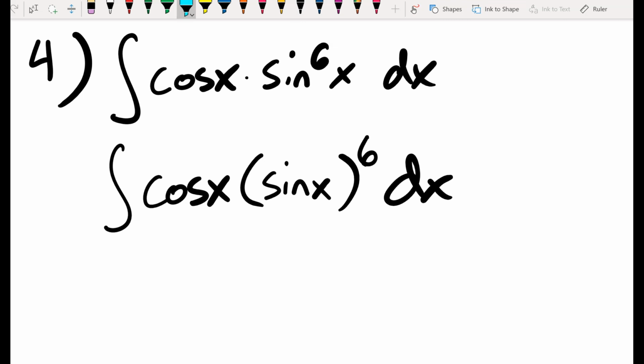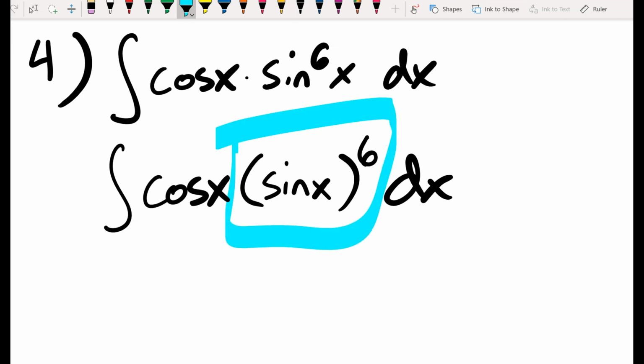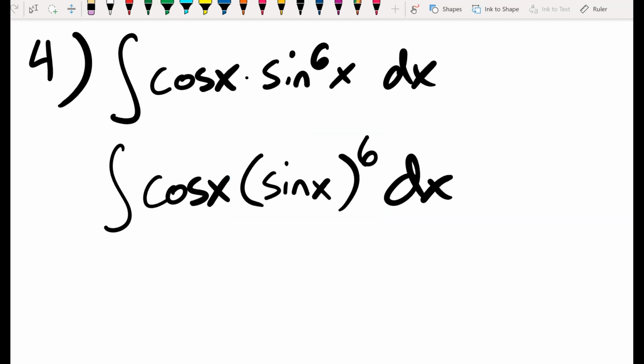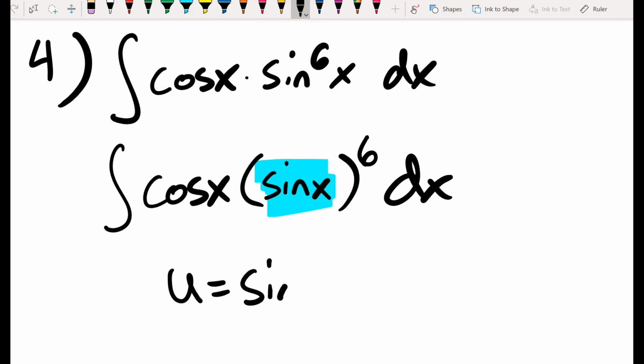The reason I write it like this is because this whole chunk I don't know what to do with: sine of x to the 6th. That's a composition of functions there. If this was just u to the sixth, I would know how to deal with that. So the reason I'm going to let u be sine of x is two things. It's the composition of functions I see here, and if I make that u to the sixth, I'd be able to take the antiderivative there.